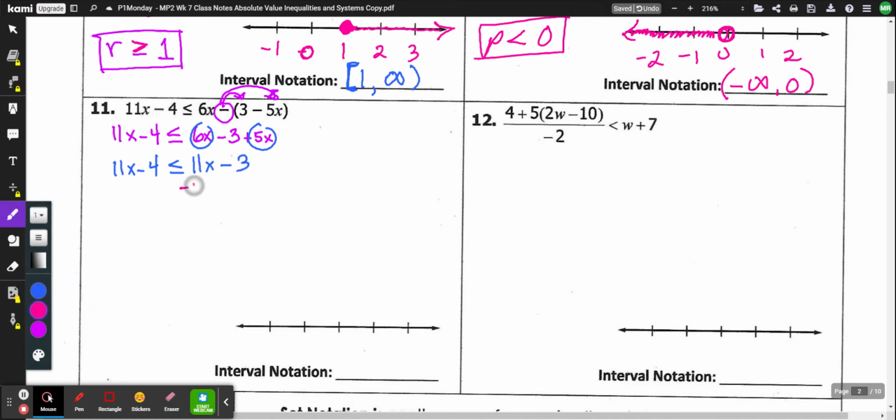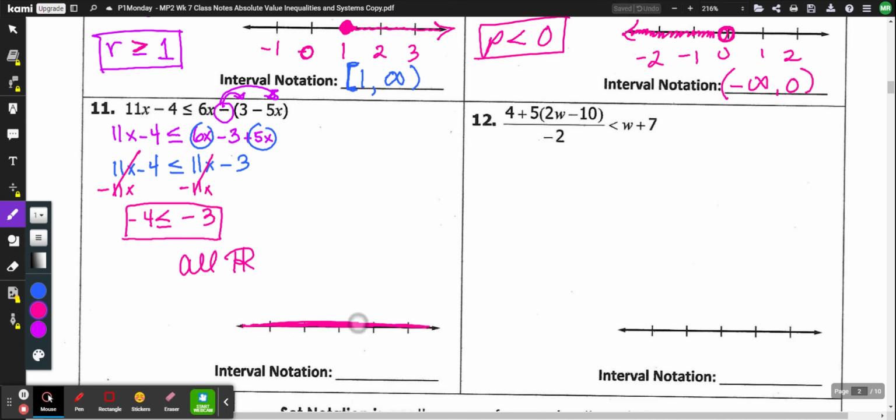Now I can bring this to the other side by subtracting 11x. Those will cancel. Those also cancel. Then we're going to have negative 4 less than or equal to negative 3. Is that true? Yes. Negative 4 is less than or equal to negative 3, and there's no other variables or anything to do. So what we're going to do with this one is say that this is going to be all real numbers. This funny looking R means all real numbers. So what we're going to do is shade the whole number line.